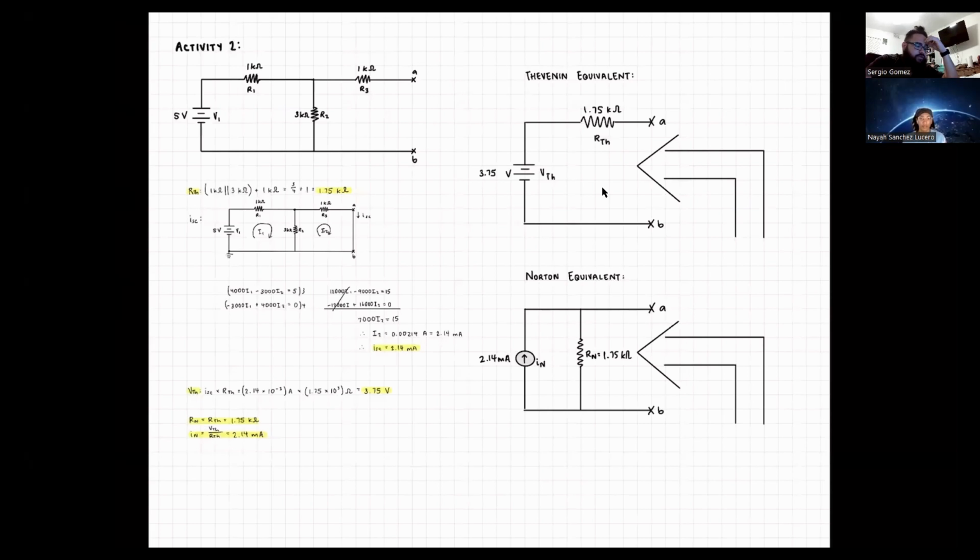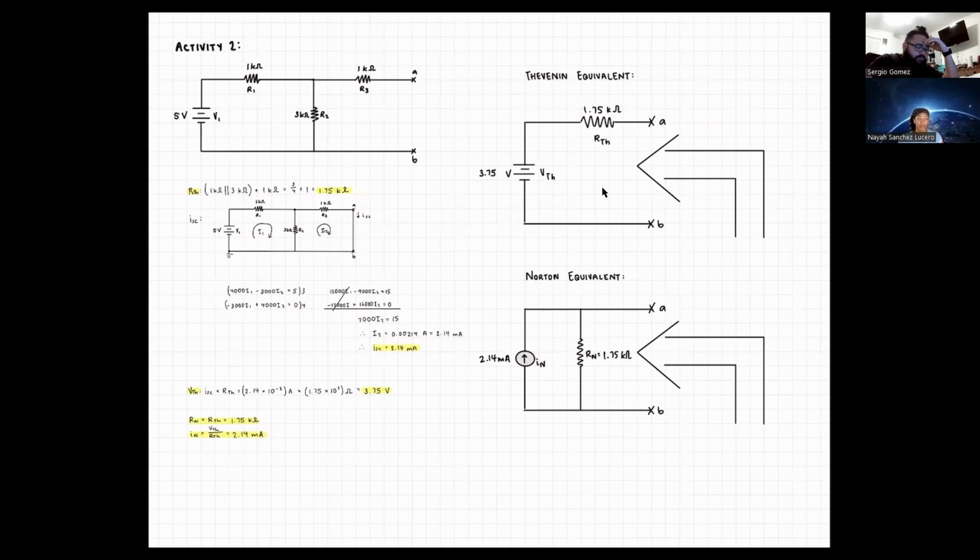For the second activity, we had a given circuit where we set the first resistor to 1 kilo ohm, the second resistor to 3 kilo ohms, and the third resistor we set to 1 kilo ohm, with a 5 volt source for the voltage source. We were supposed to find the Thevenin and Norton equivalent circuits.